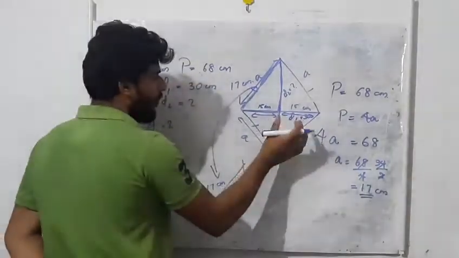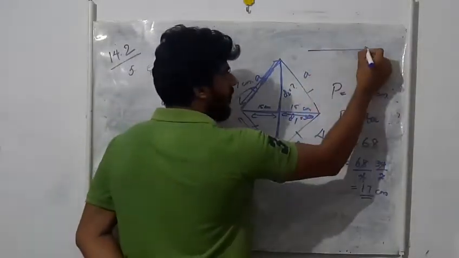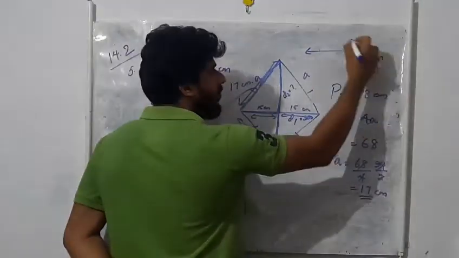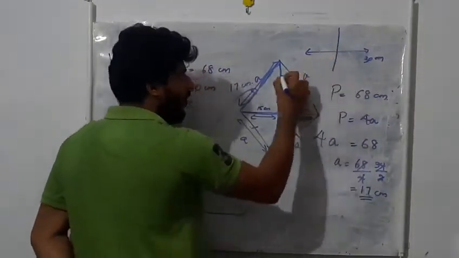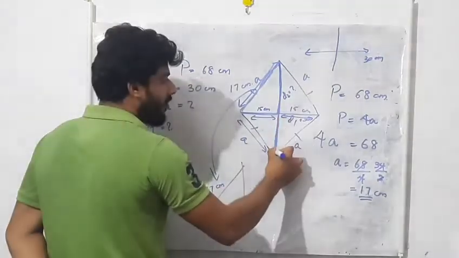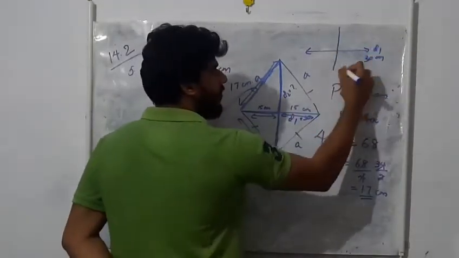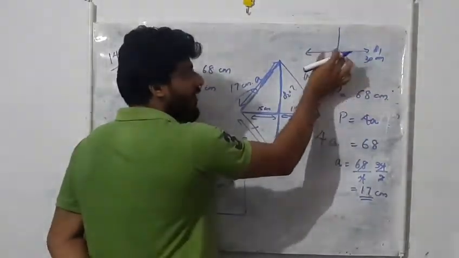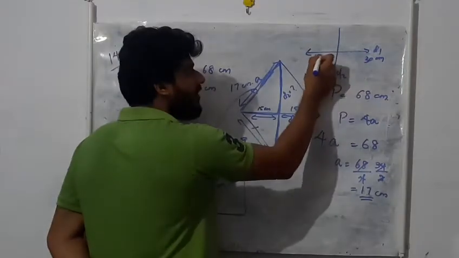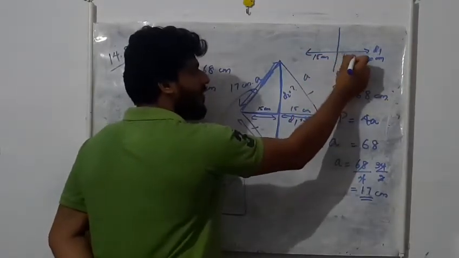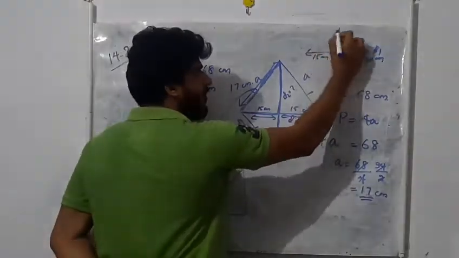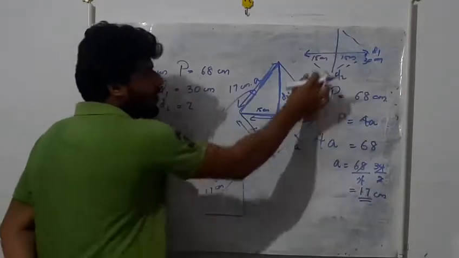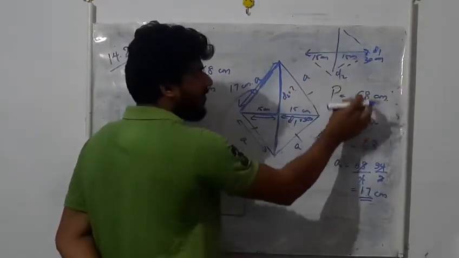So this is our D1. D1 is about 30 centimeter and our D2 is intersecting D1. Here it intersects and divides D1 exactly in half, which means each part of D1 will be 15 centimeter. So each part will be 15 centimeter each.